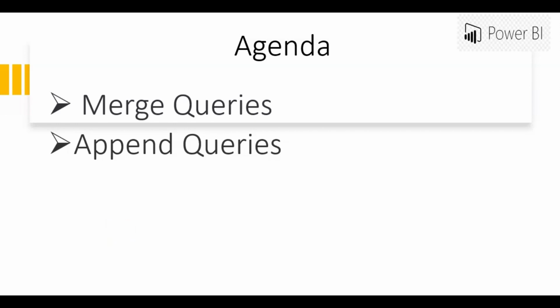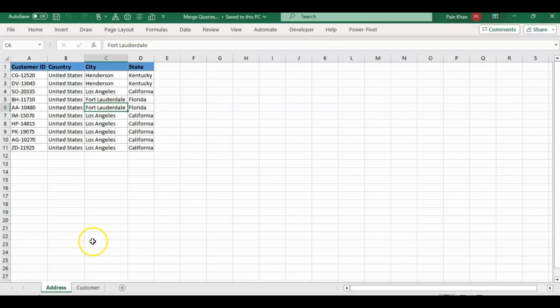So, what does the merge queries option do? The merge queries option joins two tables based on one or more related or common columns between them. Let's see with an example.